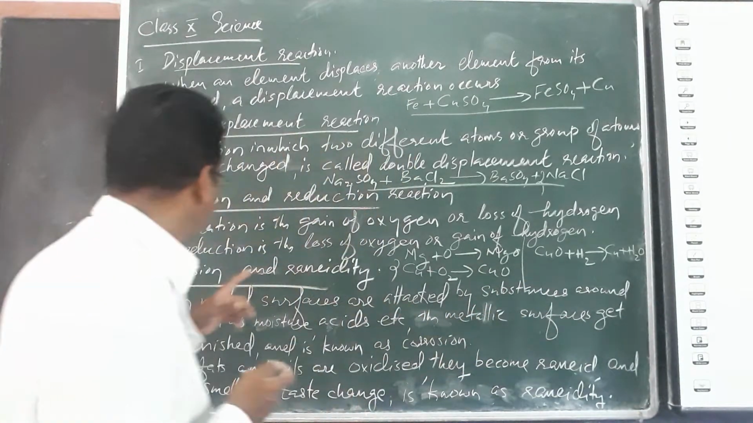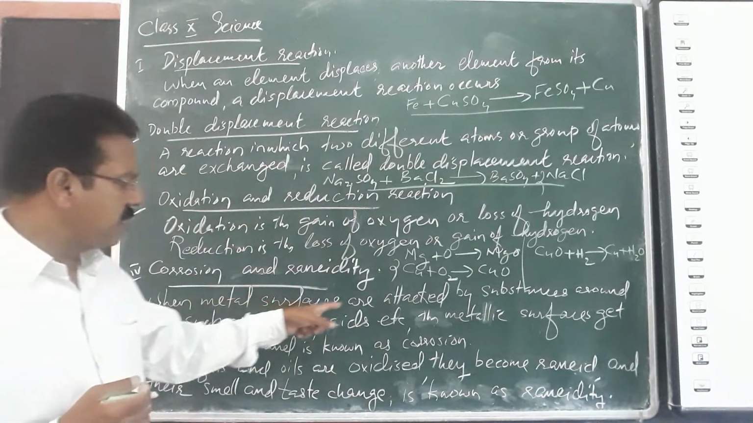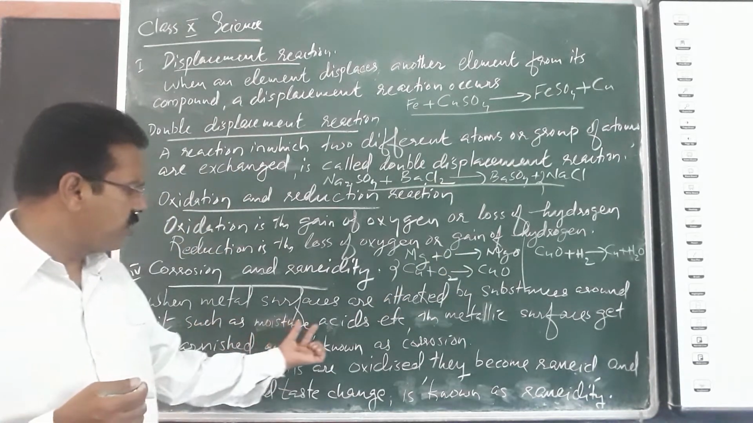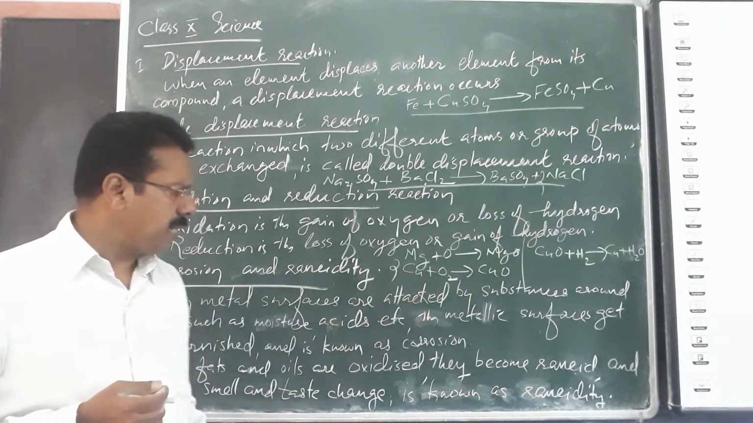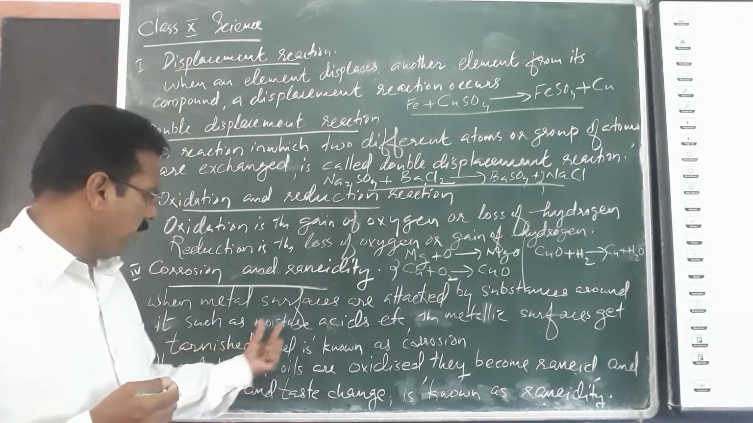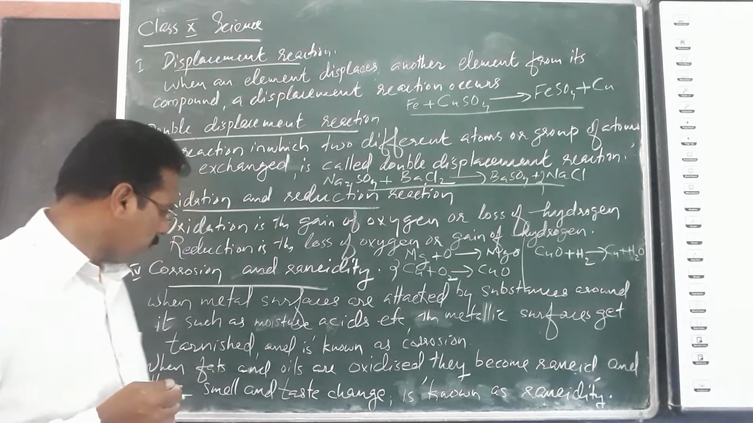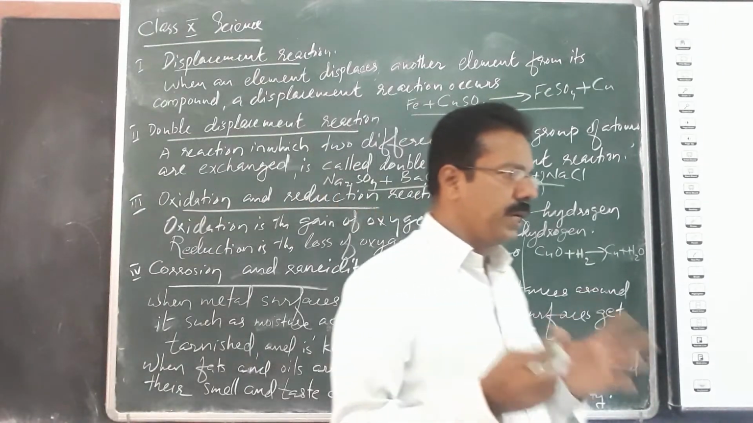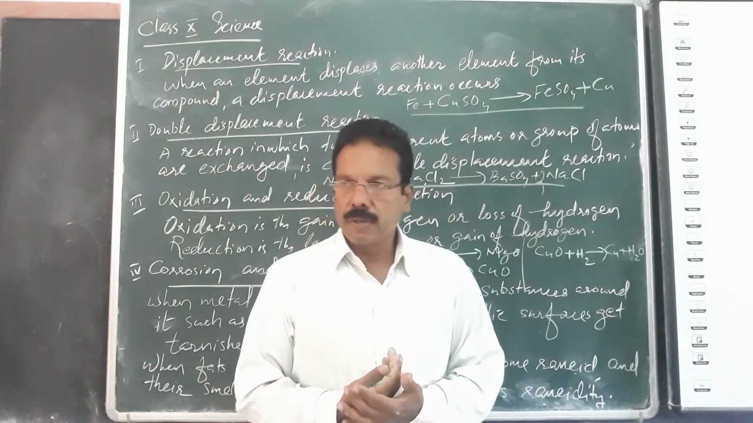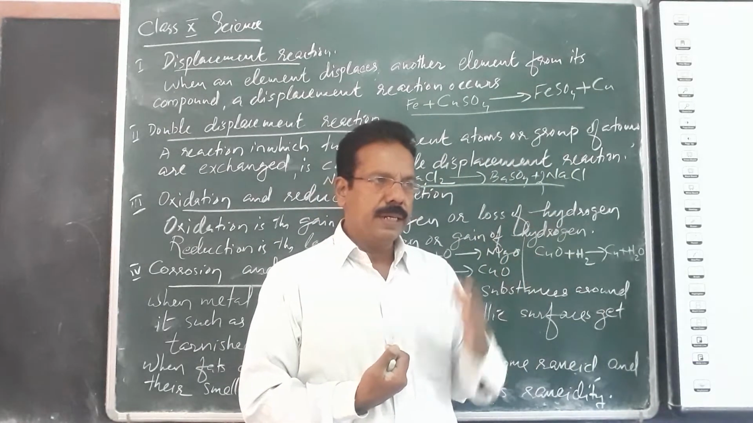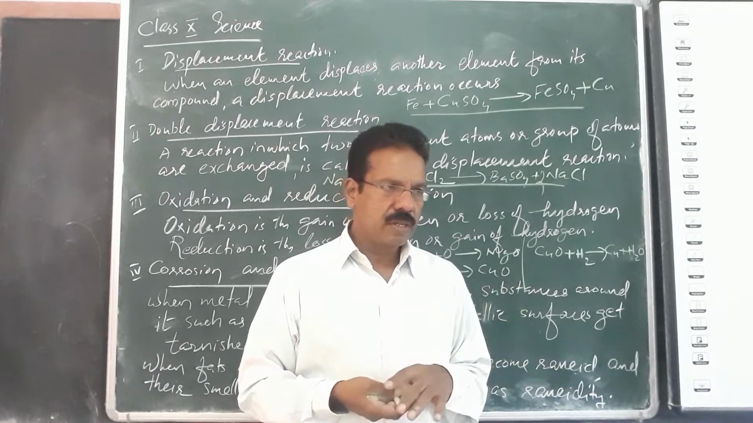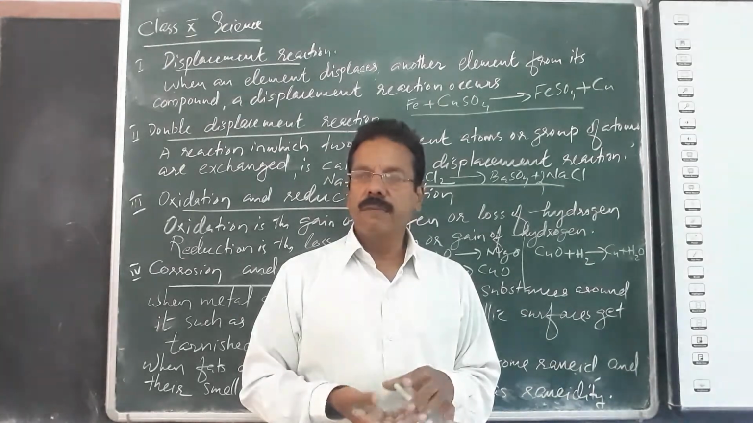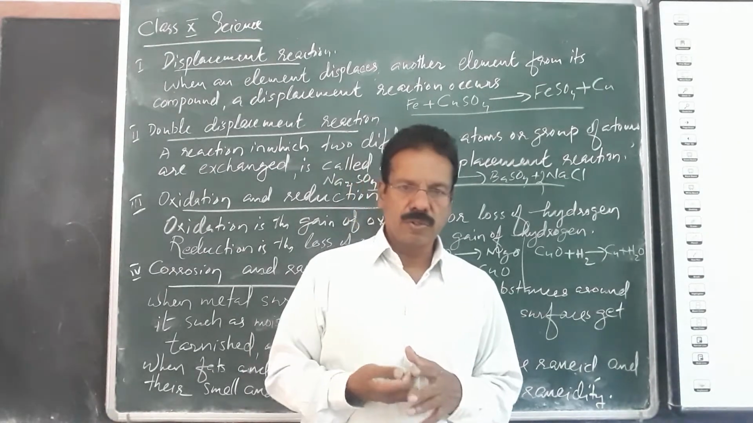Corrosion: when metal surfaces are attacked by substances around it, such as moisture, acids, etc., the metallic surfaces get tarnished and this is known as corrosion. To prevent corrosion, you will study in coming chapters. We will paint metallic surfaces, we will apply different materials. We will make different strategies to prevent corrosion.